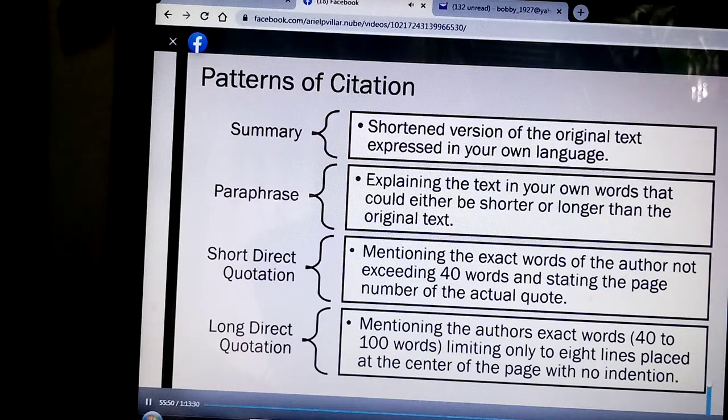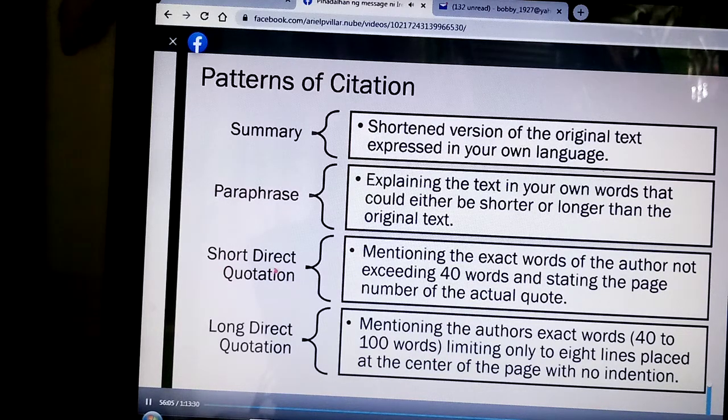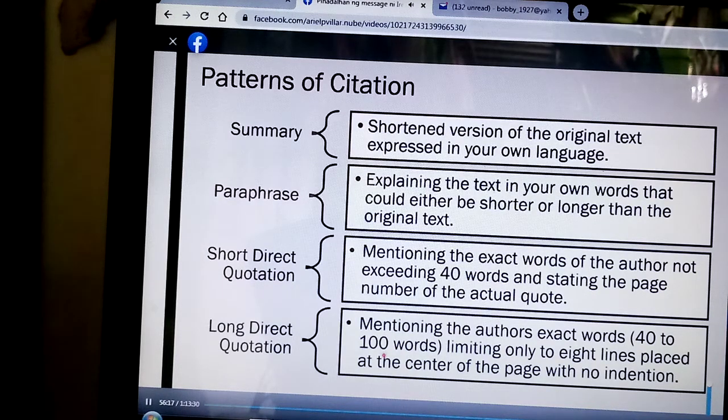Alright. Then, long direct quotation naman, pwede mong copyhin 40 up to 100 words. Okay? So, 40 to 100 words pwede mong copyhin in long direct quotation. But unlike in short direct quotation, yung actual words na yun pwedeng nandun lang siya sa paragraph. The long direct quotation, when you copy 40 to 100 words, meron siyang format sa pagsulat ng thesis. And I'll show you that in the next slide.